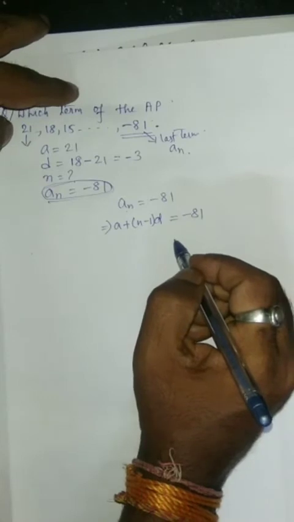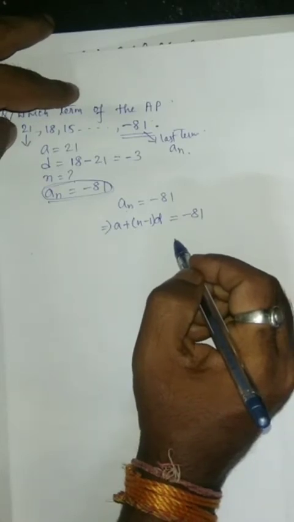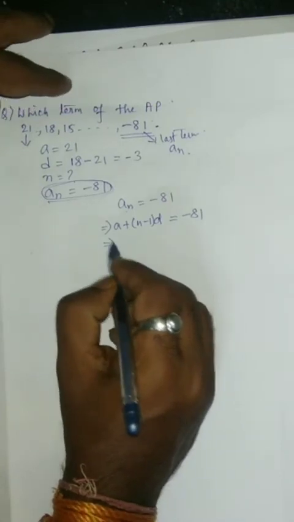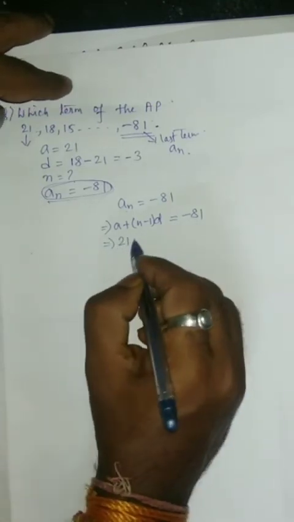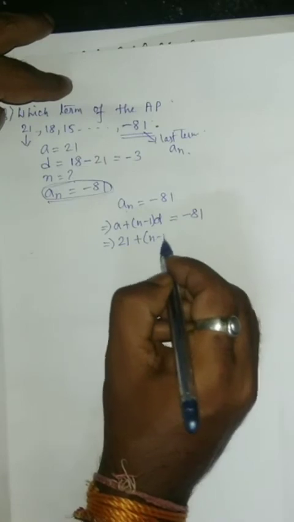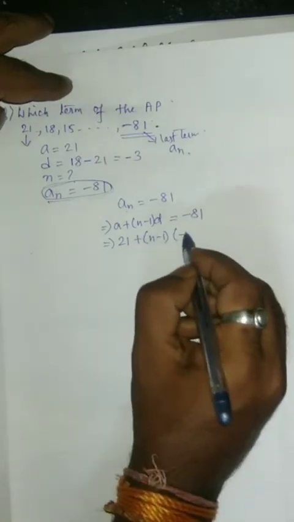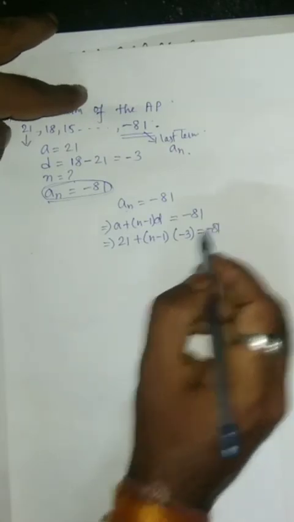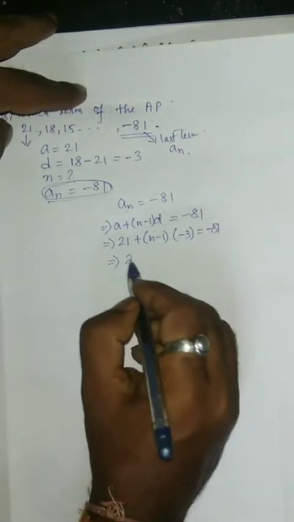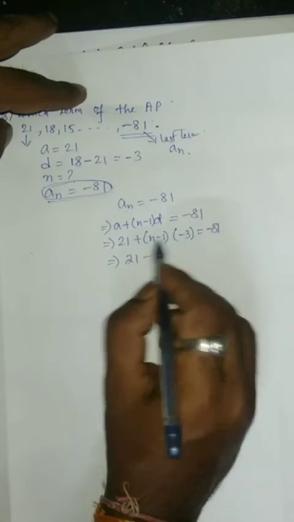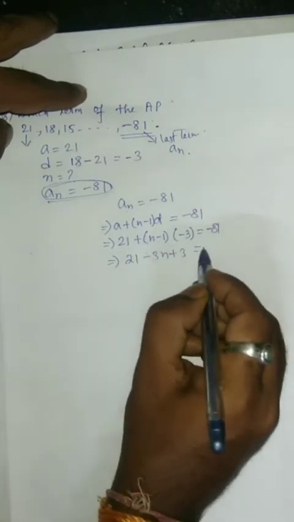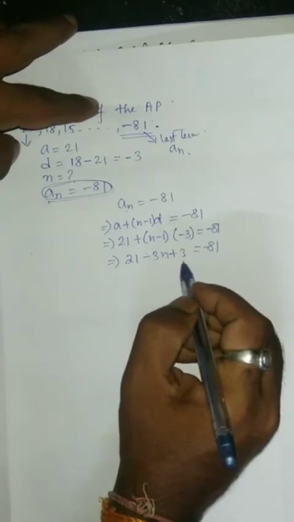Now we know the a value and the d value, so we will put them in place of a and d and solve the problem. So the a value is 21 plus (n - 1) into d value, which is minus 3, is equal to minus 81. So 21 plus 3 into n, minus 3n plus 3, is equal to minus 81. Okay, student?